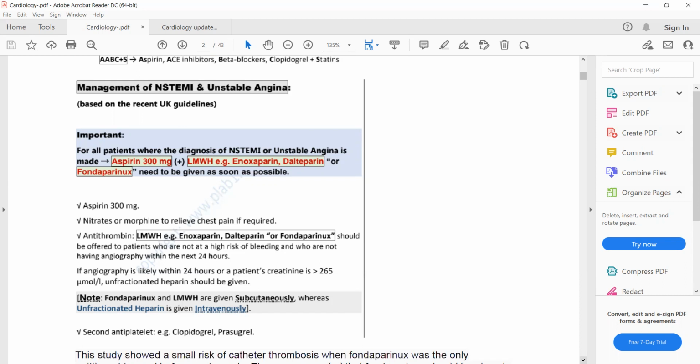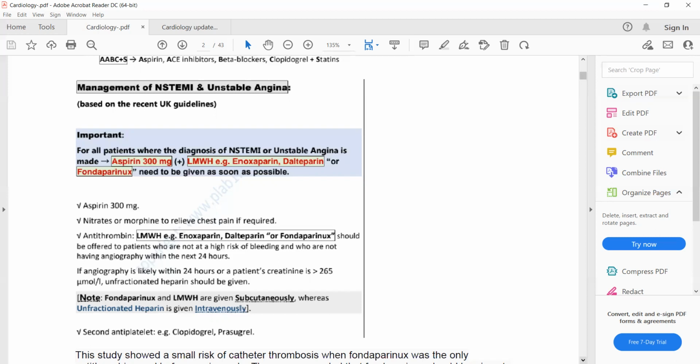What is another indication for unfractionated heparin in a patient with non-ST elevation MI or unstable angina? The other indication is that if the patient's creatinine is more than 265, or the patient is in renal failure, then low molecular weight heparin is contraindicated. In this case, you will give unfractionated heparin.